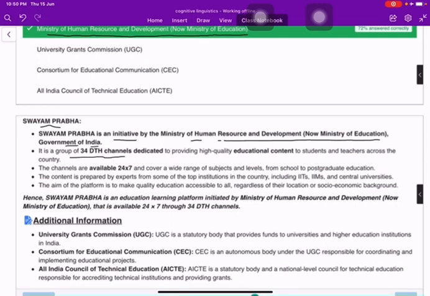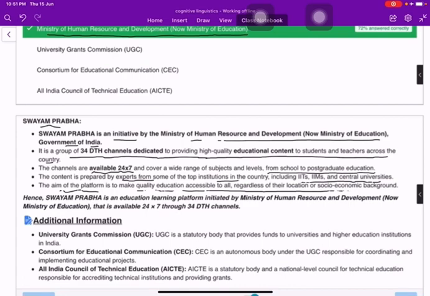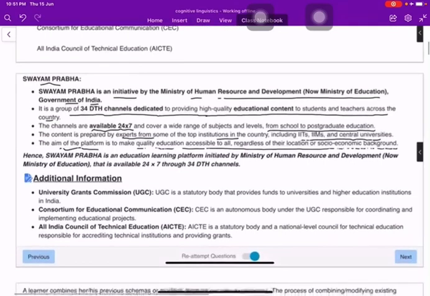It is a group of 34 DTH channels dedicated to providing high-quality educational content to students and teachers across country, available 24/7, from school to postgraduate education, prepared by experts, top institutions, IITs, IIMs, central universities. Aim is to make quality education accessible to all regardless of their location or socio-economic background. Hence, Swayamprabha is an educational learning platform initiated by Ministry of Human Resource Development.